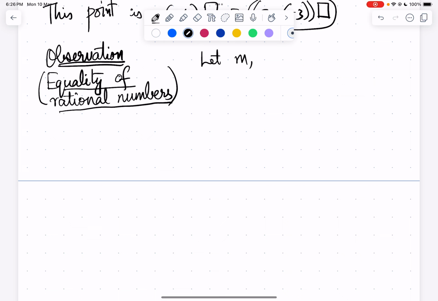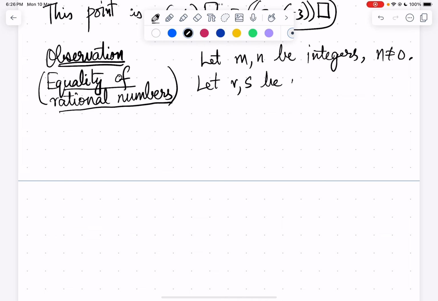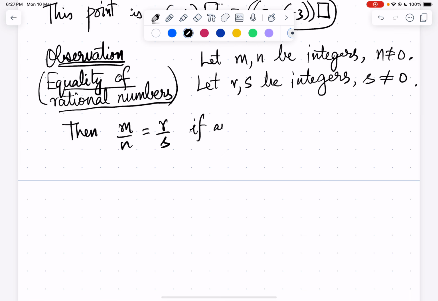Let m, n be integers and n not equal to 0. Let r, s be integers, s not equal to 0. Then m by n equals r by s if and only if ms equals nr. So this is the condition for two rational numbers to be equal.